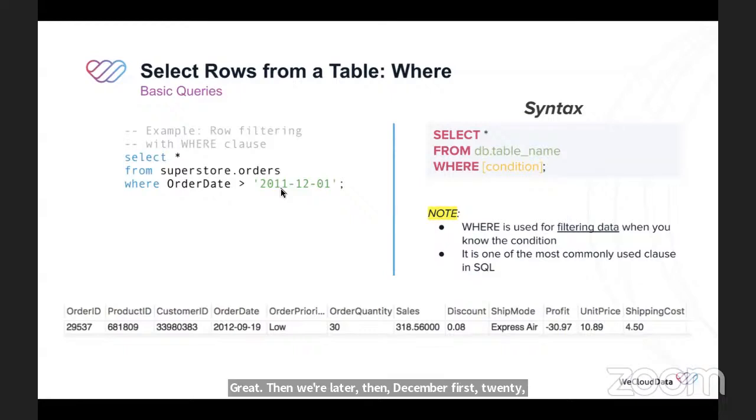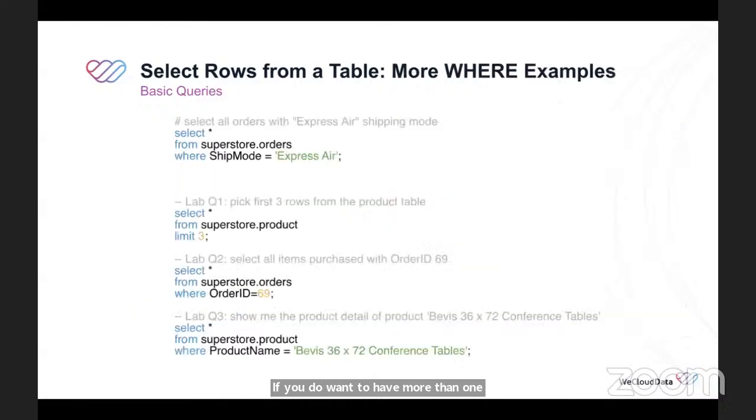If you do want to have more than one condition, you will have to add things like AND or OR to have more than one condition to filter. Now you can see in these examples, when you're giving the values, you could give a string if you're comparing string values or datetime values, or you can give a number if it's an integer or a numerical column.